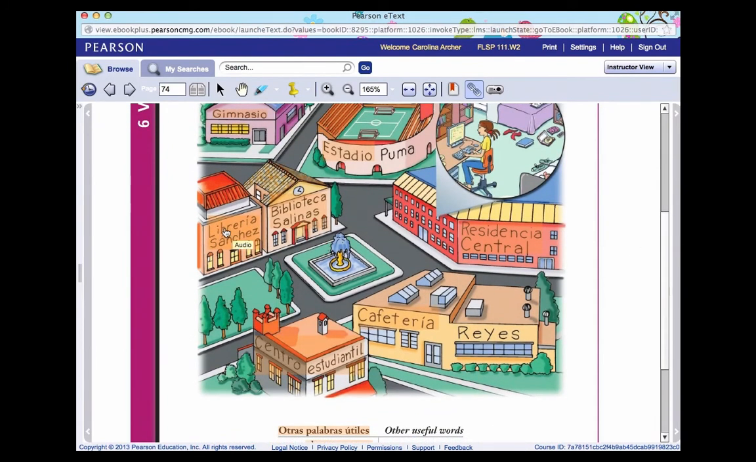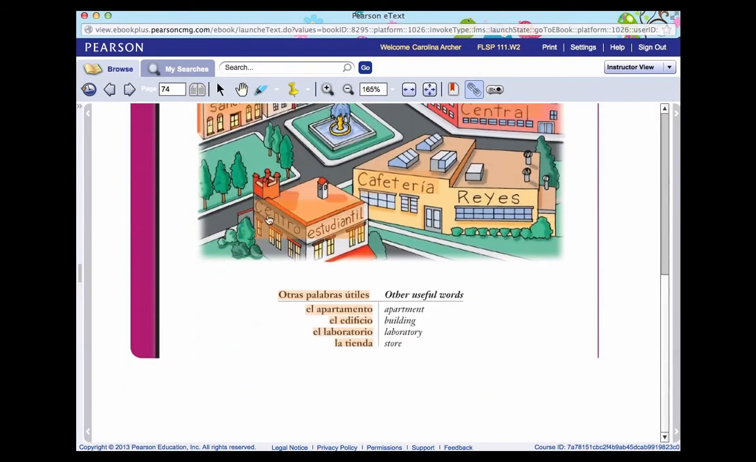la librería, and librería does not mean library, okay? Librería means bookstore. Biblioteca means library, okay? So don't get confused. Biblioteca, library, and librería, bookstore, okay? Y el centro estudiantil, the student center, la cafetería, cafeteria, okay? All right, so here you have more useful words. El apartamento, the apartment, el edificio, the building, el laboratorio, the lab, y la tienda, the store. Any store, we can call it la tienda, okay?